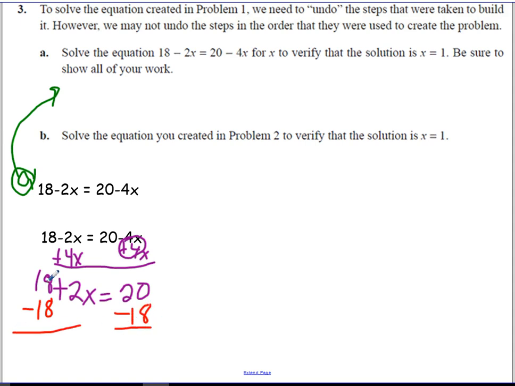So again, when I do that, 18 minus 18 is 0. So I got rid of that like I needed to, and I dropped down my positive 2x, or we just write it as 2x. We know that that's a positive number. And then 20 minus 18 is 2.